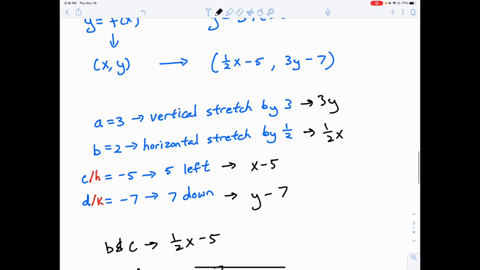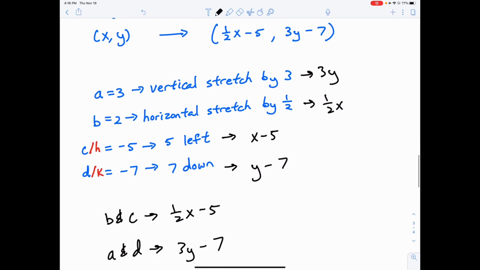Now putting all this together, let's take a look. How do we get to that final bracket? So if I put b and c together, b and c is all about the horizontal stuff, everything relating to x. And we said, first of all, we have to do stretches first and then shifts and translations last. So that's how we get the 1 over 2 x minus 5. And then if you do A and D, those are your vertical materials. So again, we do stretches first and then translations last. And that's how we get 3y minus 7.